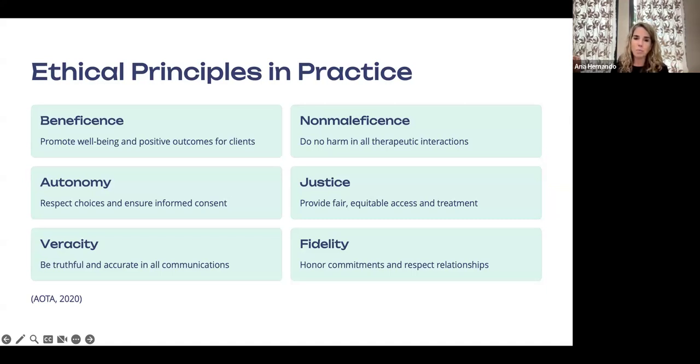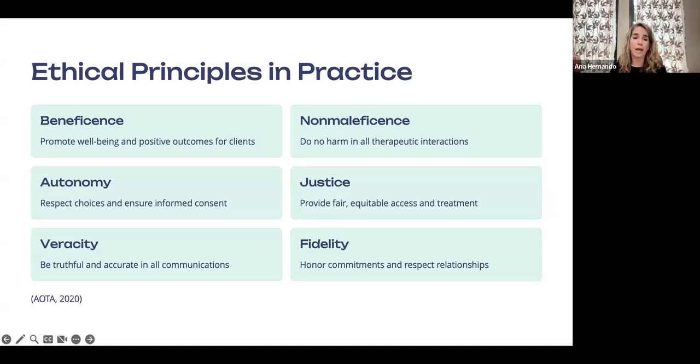Informed coercion is more along the lines of, if you don't sign this, you are going to be kicked out of here. If you don't sign this, this is what it's going to do to your family. This is the bill they're going to get. So autonomy means respecting their choices and ensuring informed consent.